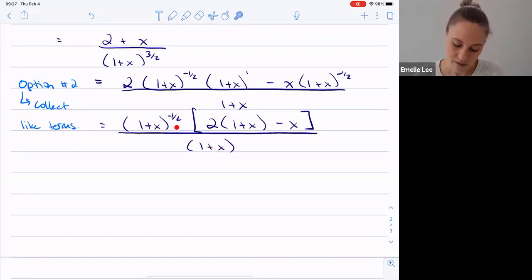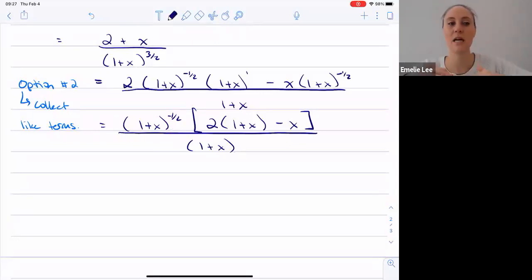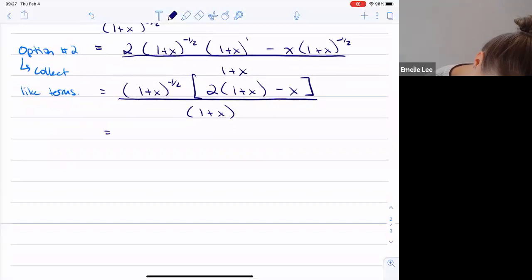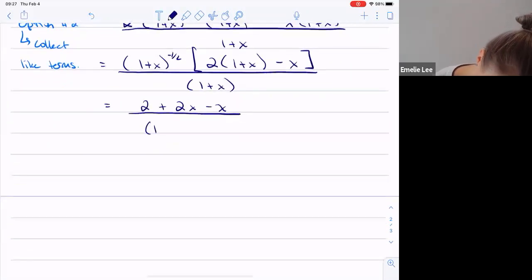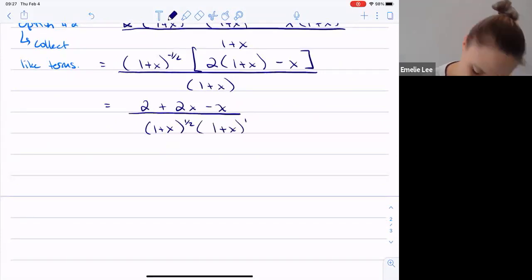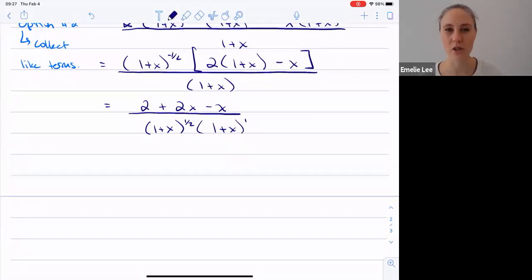So now, like I kind of gave you a heads up earlier, this negative 1/2 is really just saying that 1 plus x belongs in the denominator. It's just been moved upstairs, so we had to make a negative. So I can move it back downstairs. So I have 2 + 2x - x. I'll show that step this time. And then 1 + x over 1 times 1 + x. It is to the power of 1, we know that.